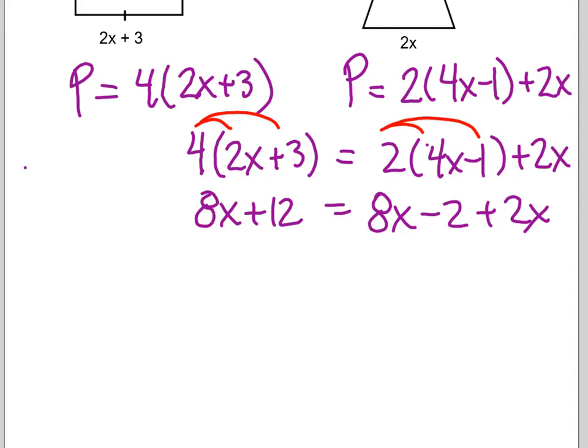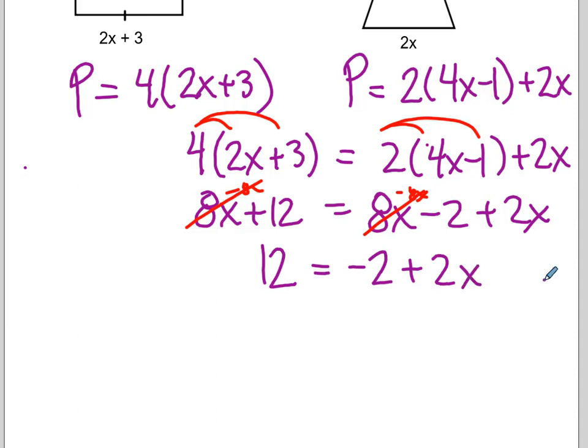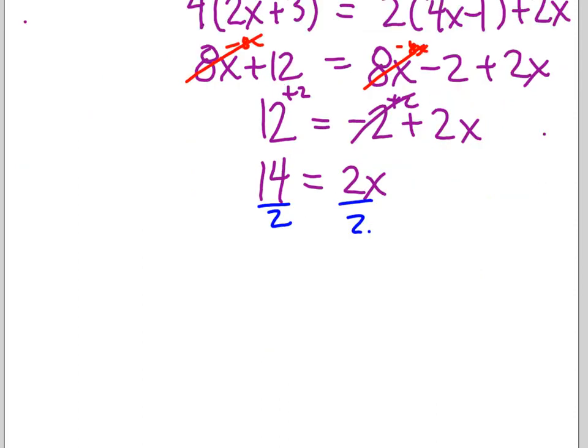Okay, now I have to collect like terms. So if I subtract 8x from both sides, lo and behold, they cancel. That's a nice move. Okay, so my x's are all alone on the right hand side. I'm now going to add 2 to both sides. So now I have 14 equals 2x, and then I'm going to finish by dividing both sides by 2, and I get x equals 7.